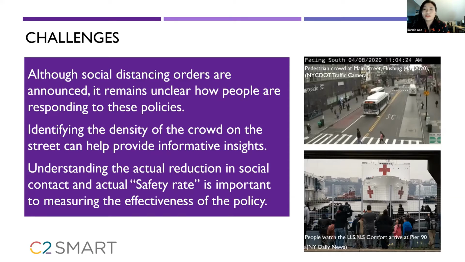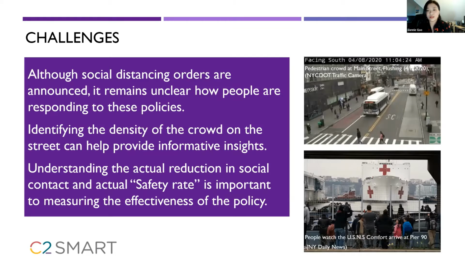but it's hard to see how people react or respond to this policy in an outdoor environment, especially for those places which may have some crowd, like corners of the intersection when people are waiting for the signal lights, or bus stops on the curb lane, when people are waiting for the buses. So how to identify the density of these crowds, and also how to understand the actual reduction in social contact, or how people keep distance, is very important.